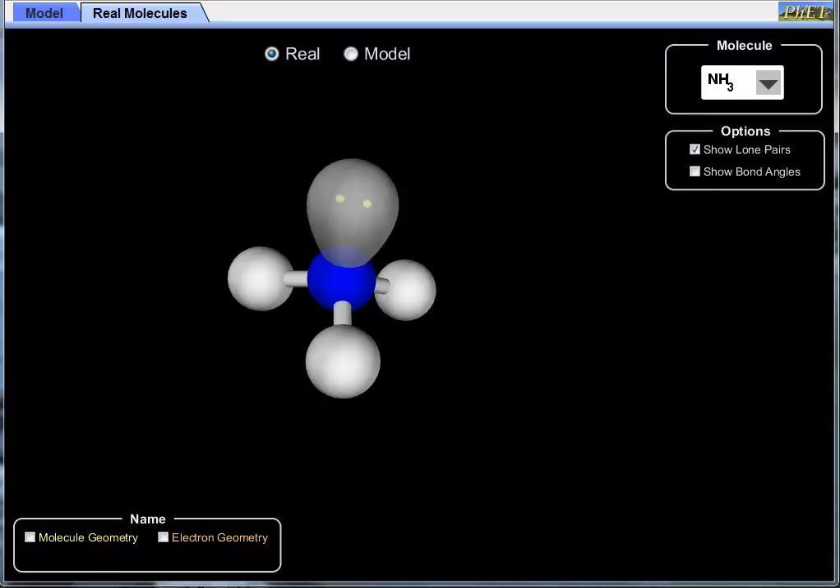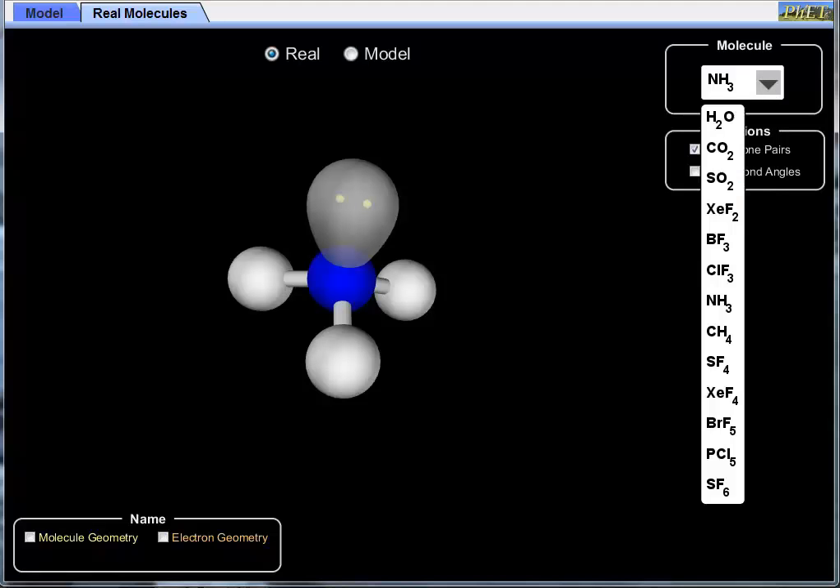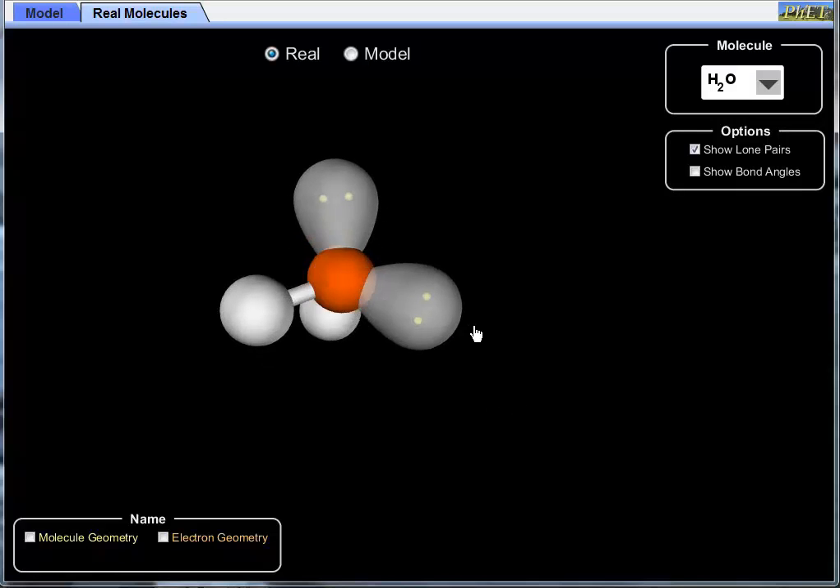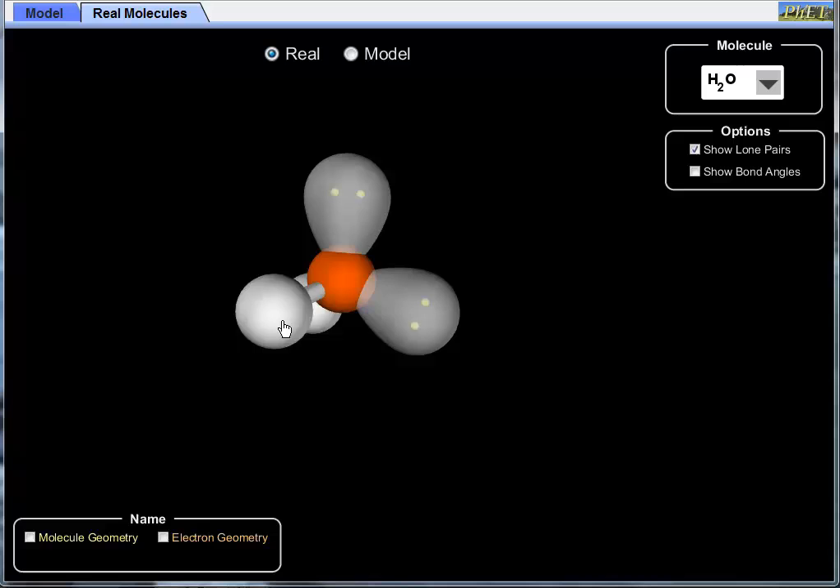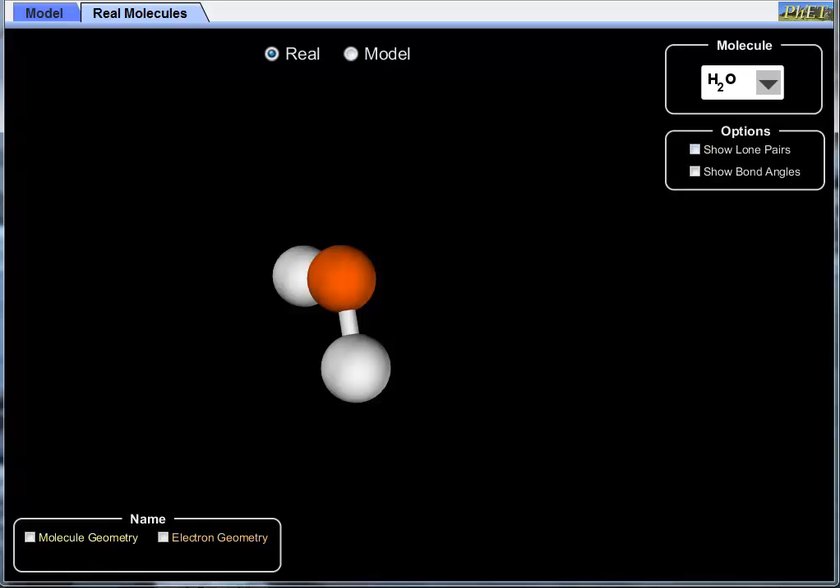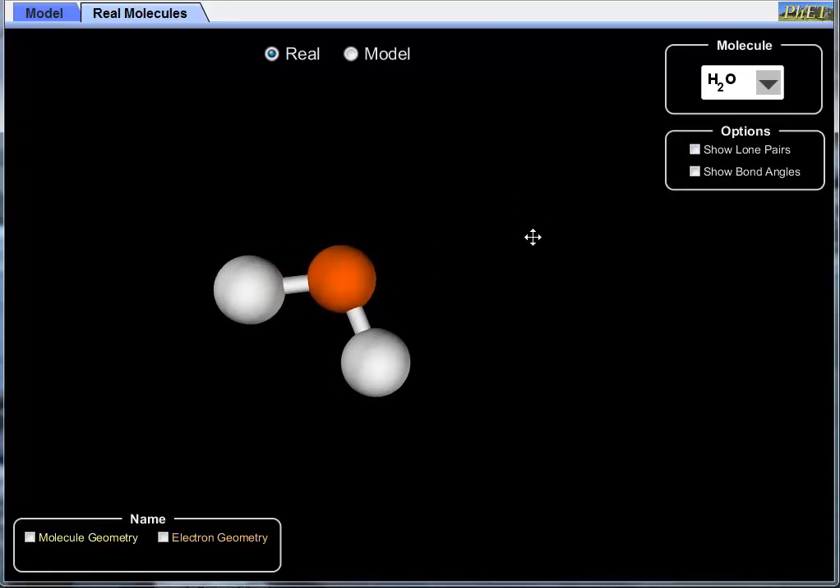Now we can look at a real example of this, and the best example, of course, is the water molecule, H2O. And here we have the two hydrogen atoms bonded to the central oxygen atom, and the two lone pairs sticking out there. So if we hide those lone pairs, we can see the shape of the water molecule, and that's the classical bent shape.